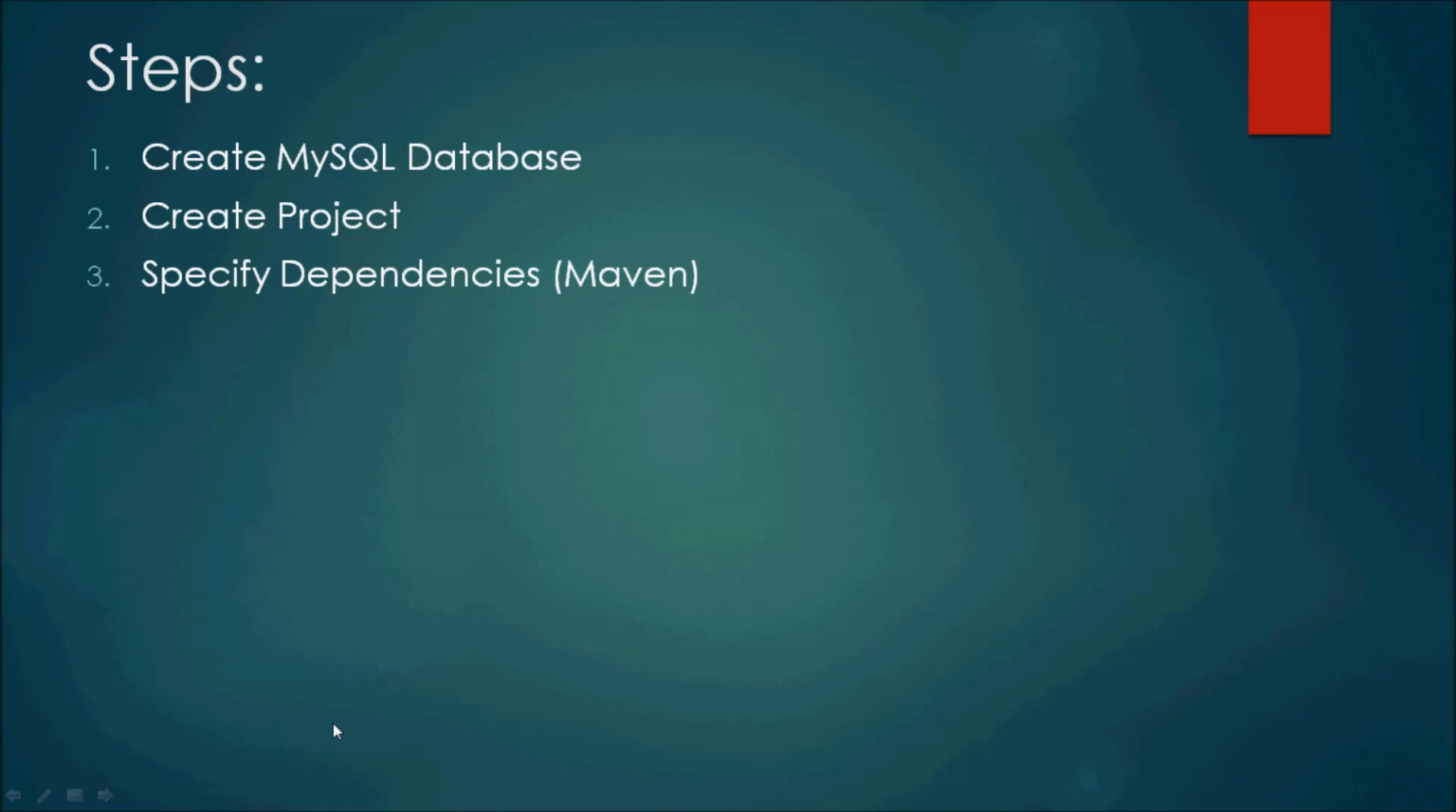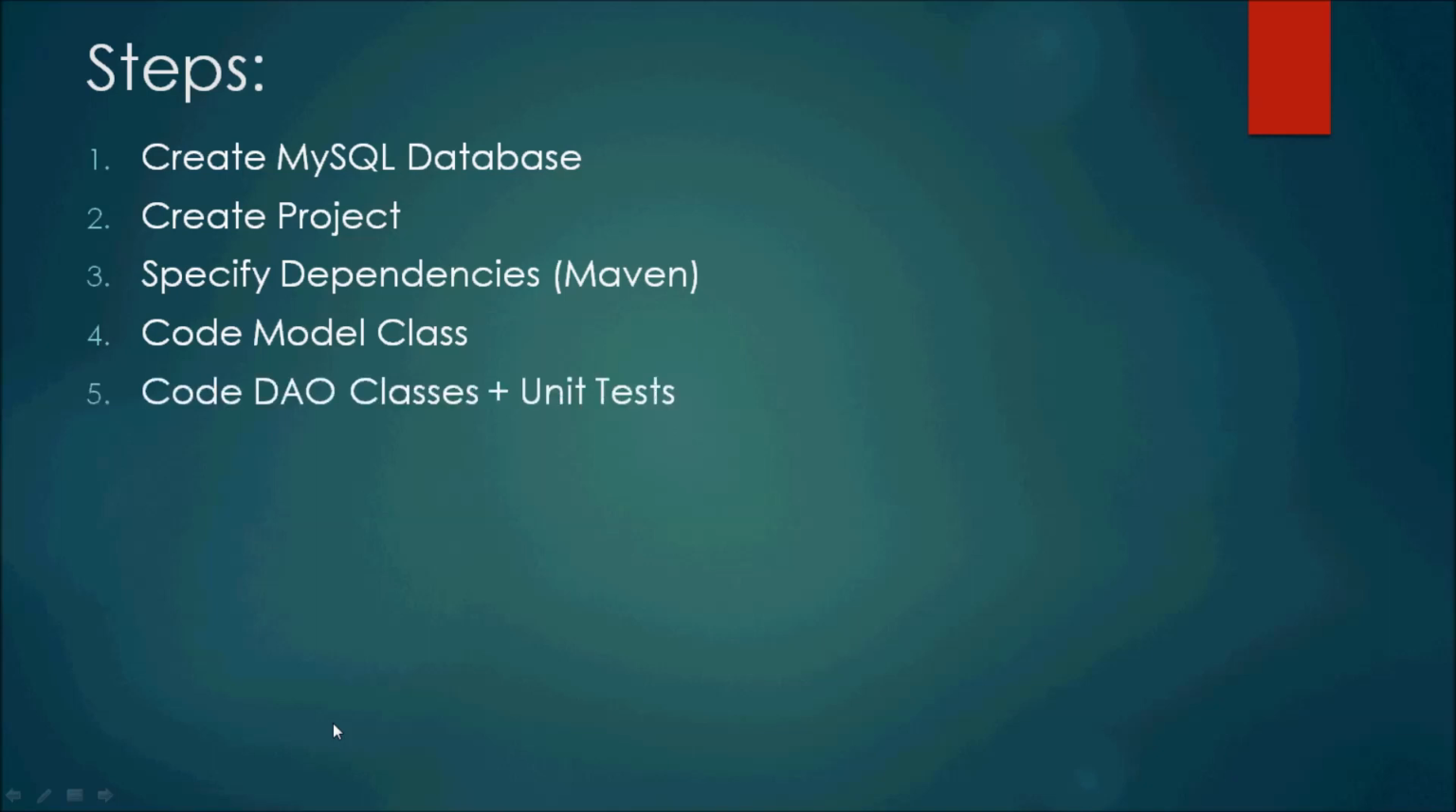And here are the steps which you need to follow to develop a Java Spring MVC web application using JDBC to access relational database. First, we need to create a MySQL database, and then we create a Java web project with Maven support in Eclipse IDE. And then we specify the dependency we need to use the mentioned technologies, and then we code a model class to map a Java class to a table in the database. And then we code the DAO classes and perform unit tests.